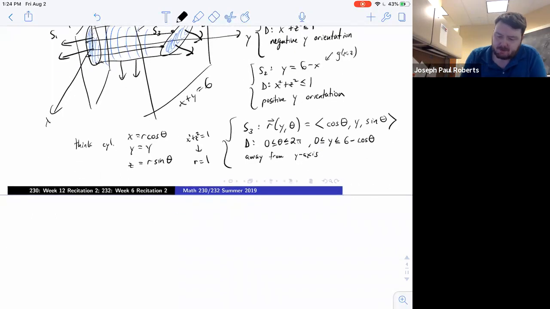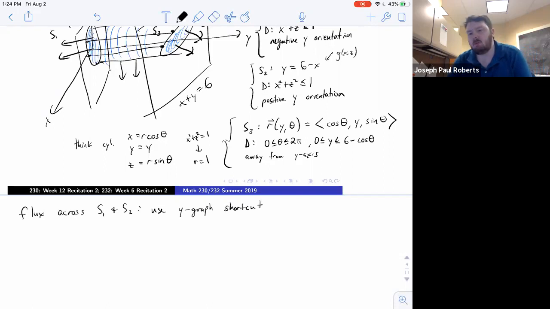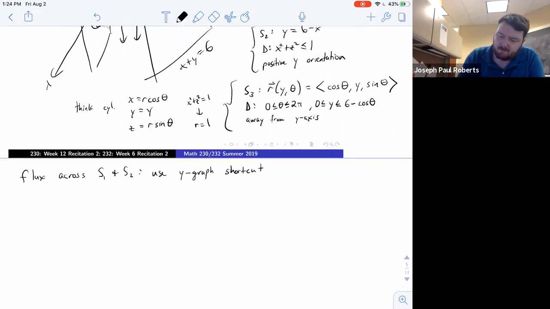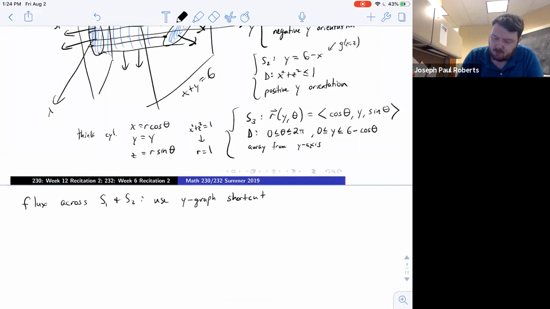So flux on S1 and S2. We're going to use a Y-graph shortcut. So I'll show you where this comes from, but then I'll also show you how, if you memorize the Z-graph shortcut, you can, without too much trouble, sort of figure this out. So anyway, both S1 and S2, Y is given as a function of X and Z. Those are my parameters that I'm using, X and Z.